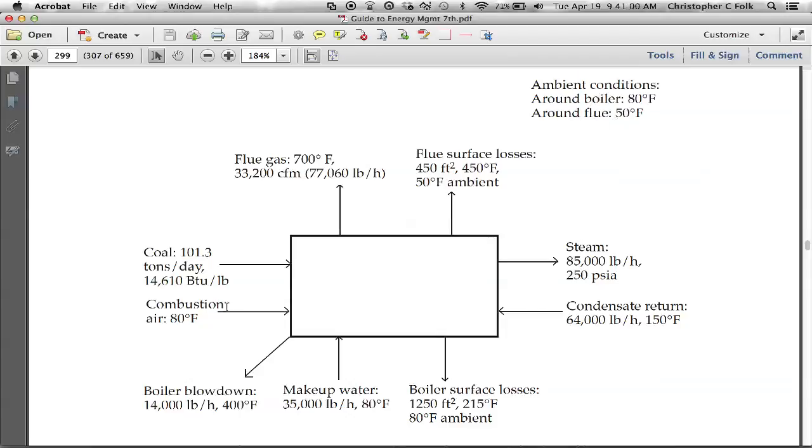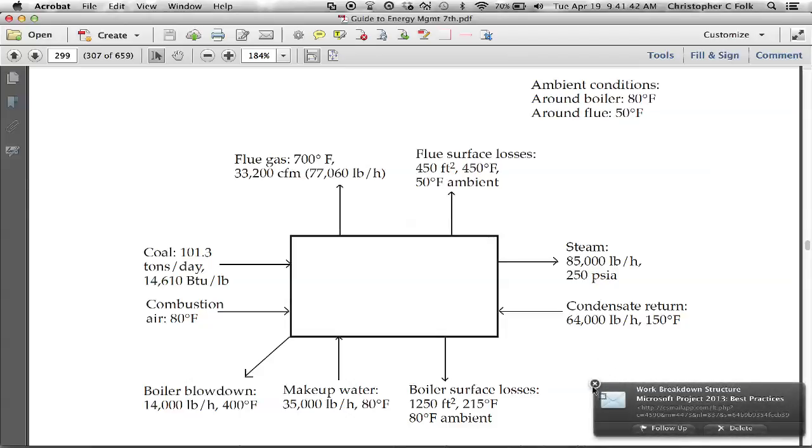Notice the reason we're picking combustion air as 80 degrees Fahrenheit is because the ambient conditions around the boiler are 80 degrees. Around the flue itself is 50 degrees Fahrenheit today. What's it going to be on January 3rd? Maybe it'll be 20 below. So we need to consider those sorts of things as well. The last input we saw in the earlier picture was the condensate return. So let's see what that is. This is after the steam or hot water leaves the boiler, right? The steam is leaving at 85,000 pounds per hour at 250 psi. That's atmosphere.